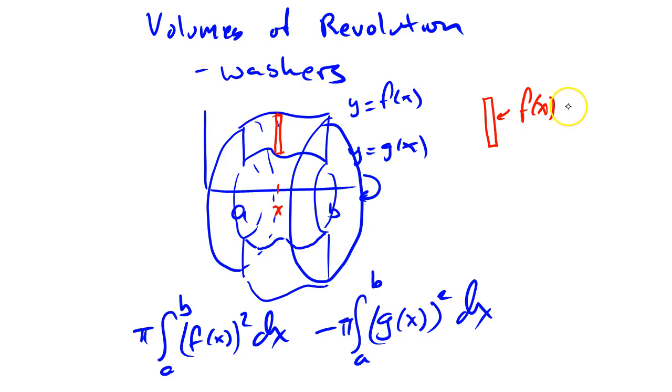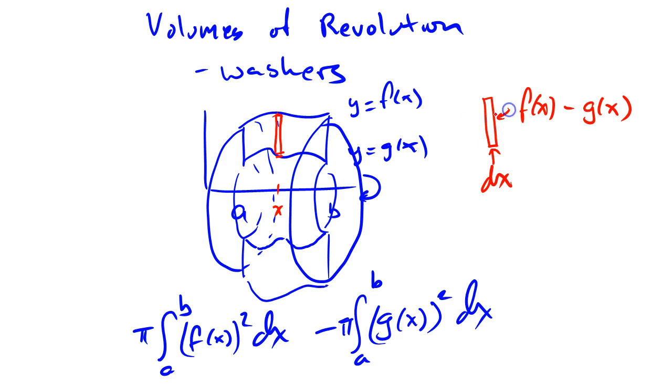is g of x. Somehow my pencil got deselected. There we go. The width of that little rectangle is just a tiny little thickness in the x direction. Maybe it's delta x. Maybe it's very small. We're going to take a limit anyway as we cut this up into more and more really small pieces. We're going to call that dx.